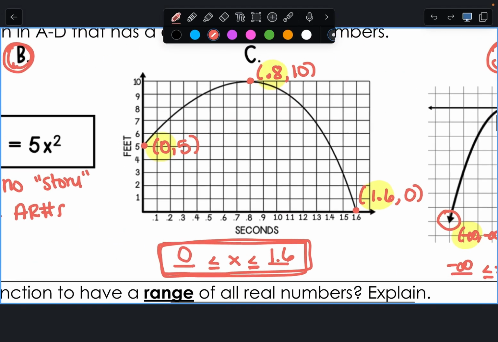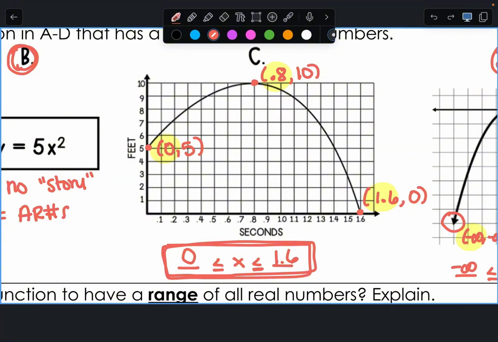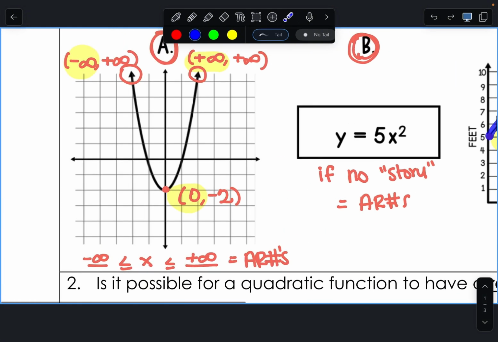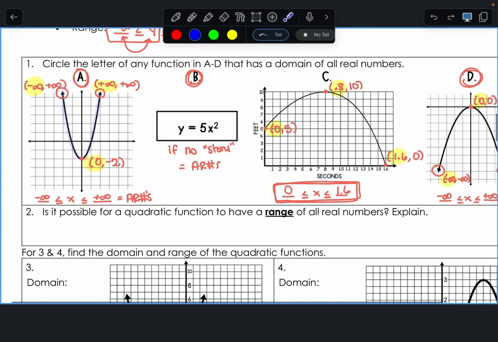This one here, I don't have an infinity anywhere, so the whole thing is my answer. 0 is less than or equal to x, is less than or equal to 1.6. Meaning my graph is going to stay between the 0 and the 1.6. Okay? This one's going from infinity to infinity.